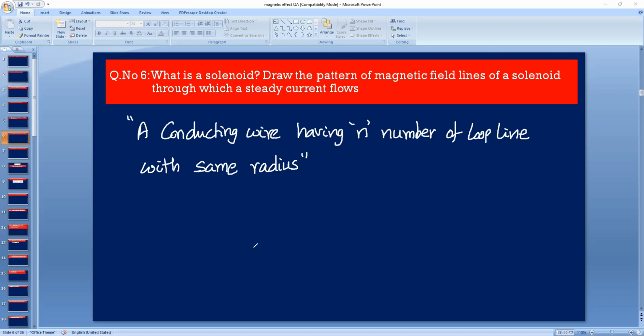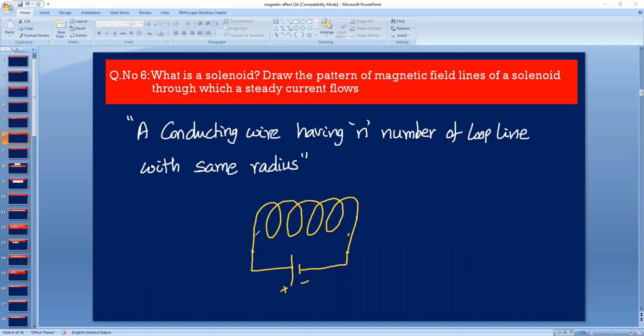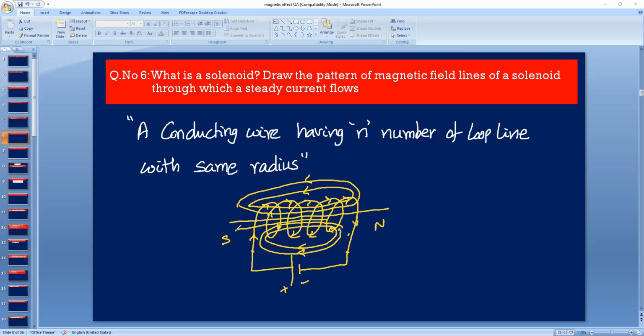Draw the pattern. Neatly, we have to draw that. A copper wire, n number of circles, then these two ends connected to a battery, positive and negative, current flowing from positive terminal to negative terminal. Now at the top and bottom of the solenoid, we have to draw uniform magnetic field lines. Let's say this is South Pole and North Pole. We have to keep arrow marks top and down. Through the axis, magnetic field lines are straight lines. This concept we have to remember.